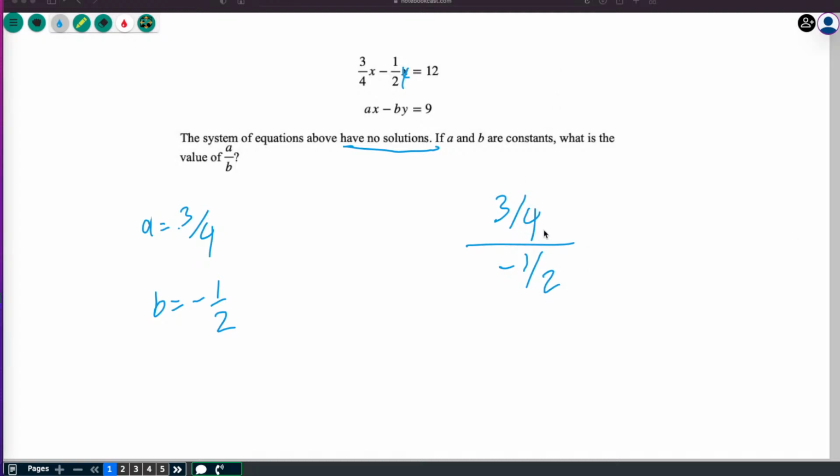Well, if we're dividing fractions, maybe you've heard of KFC. KFC, keep, flip, change. Actually, I'm forgetting what KFC stands for, so I'm not going to use that example. But in other words, when you're dividing fractions, you flip the second one and then you multiply. So we're going to do 3/4 multiplied by -2/1. So that's -6/4 or -3/2. Okay, so final answer there is -3/2.